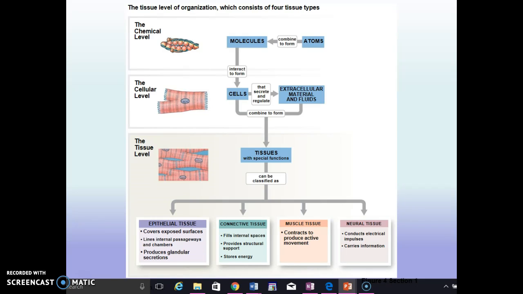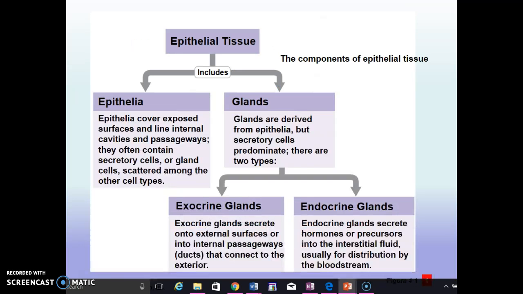And these tissues, remember, are 4 different types: epithelial. Epithelial tissues cover surfaces, line passageways, and are glandular tissues. Connective tissues fill spaces, provide support, and store energy. Muscle tissues contract to produce movement, and neural tissues carry information through electrical impulses.